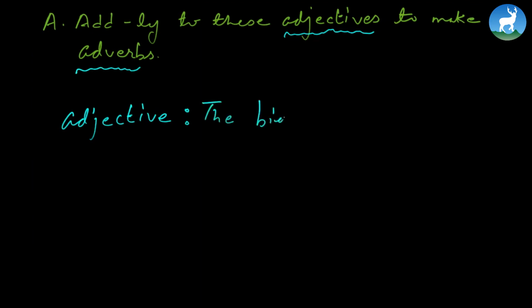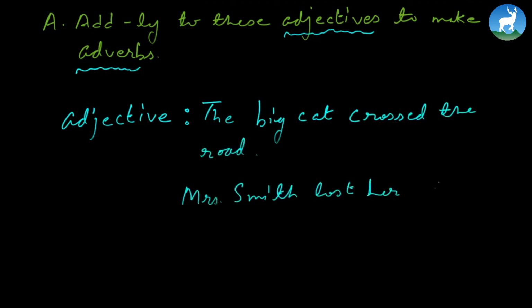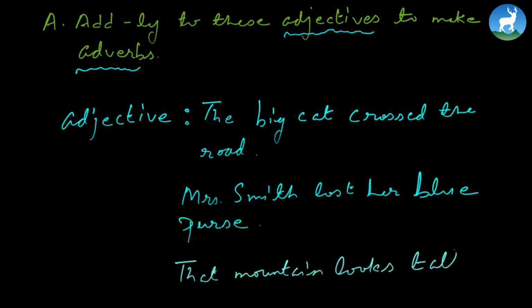The big cat crossed the road. Mrs. Smith lost her blue purse. That mountain looks tall. Now let's look at these sentences here. Here I'm going to circle or underline big. Here I'm going to underline blue. And here I'm going to underline tall. So I have underlined these words here because they are adjectives.